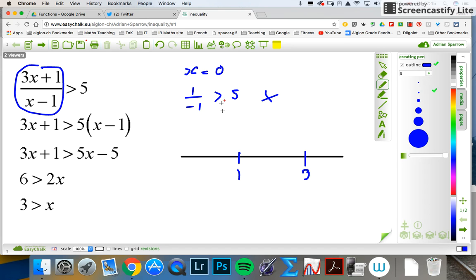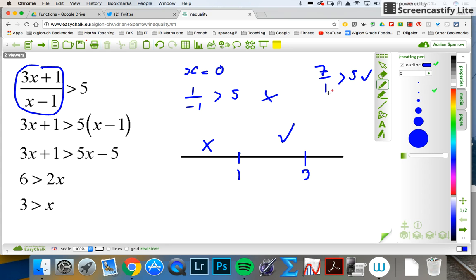Now, I've already put x as 0 in here, which is in this region, and nothing works. Now I'm going to put x as 2 into the original inequality and see if that will be true. So when 2 goes in, I have 3 times 2 plus 1, which is 7, divided by 2 take away 1, so that's going to give me 7, greater than 5. Yes, it works.